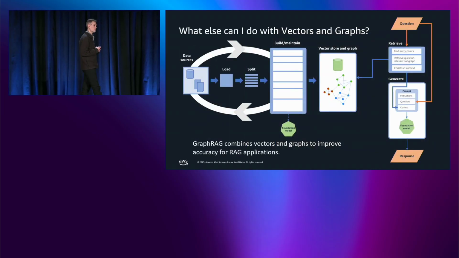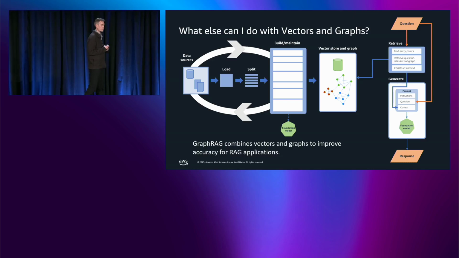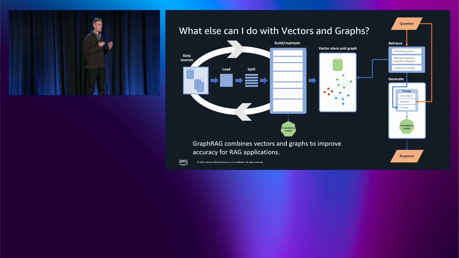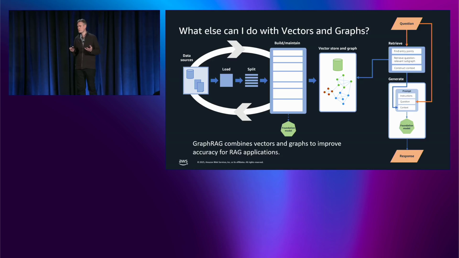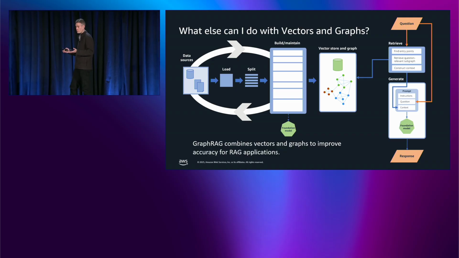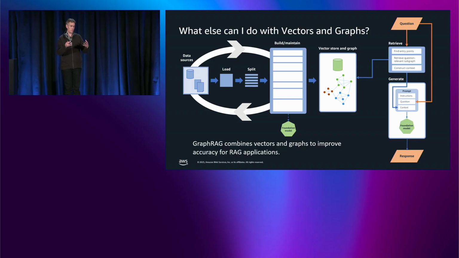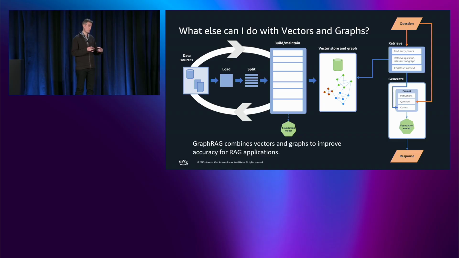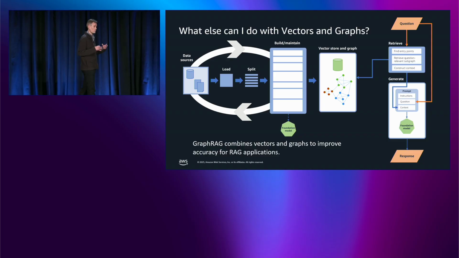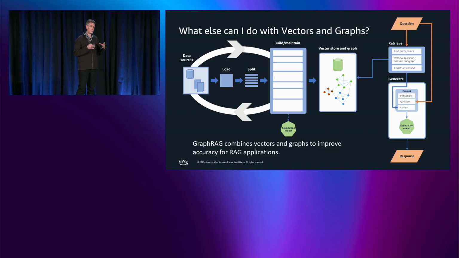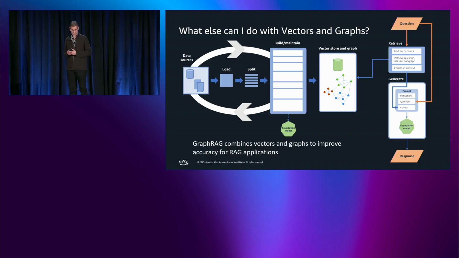What else can you do with vectors and graphs? Well, one of the techniques that many people have used and tried is to use retrieval augmented generation to improve the accuracy of responses by bringing in specific data that might be relevant to your organization or to your business and using that to try and provide grounding.